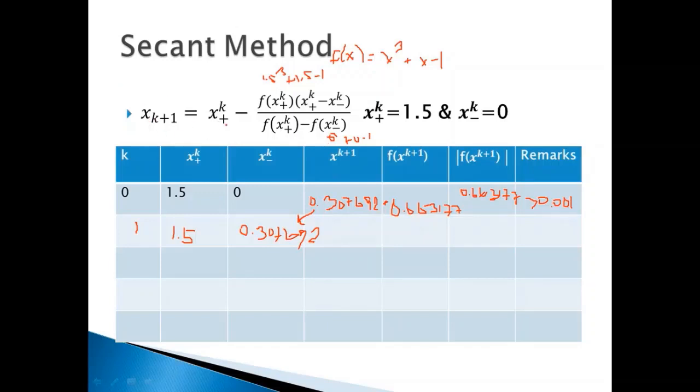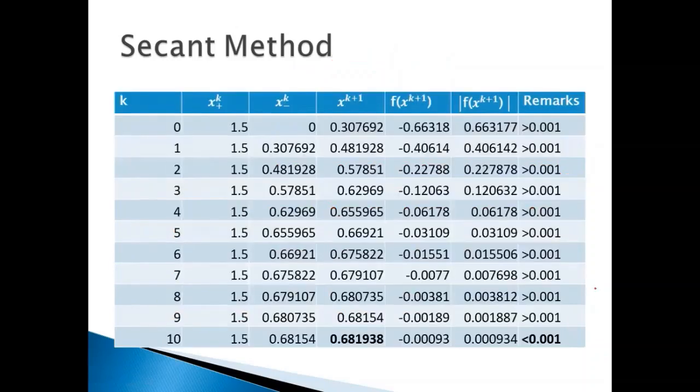Then your x plus is replaced by 1.5. Your x minus is to be replaced by 0.307692. Repeat the process and continue until the condition is achieved, that the absolute value of xk plus 1 must be less than 0.001. And continue that to know what the root of our equation is. If we continue, this is the result.